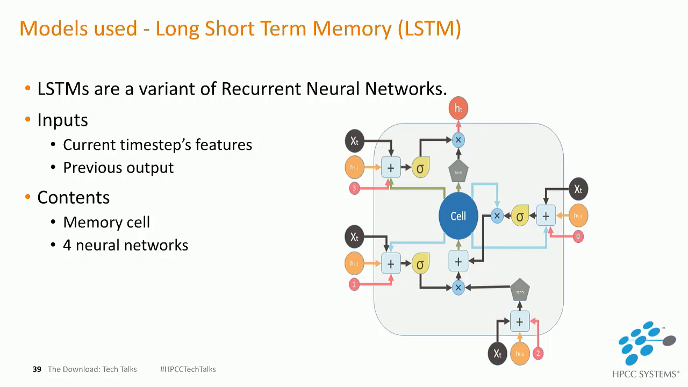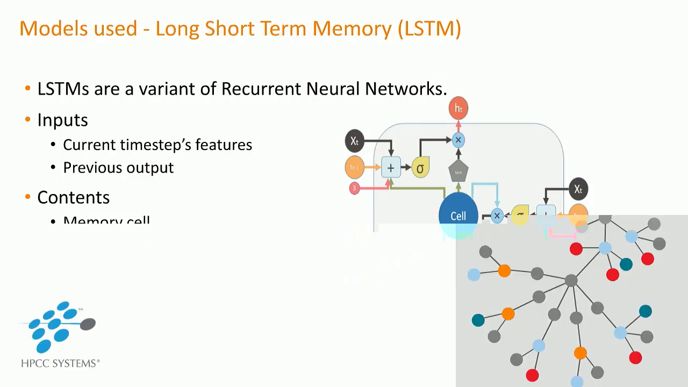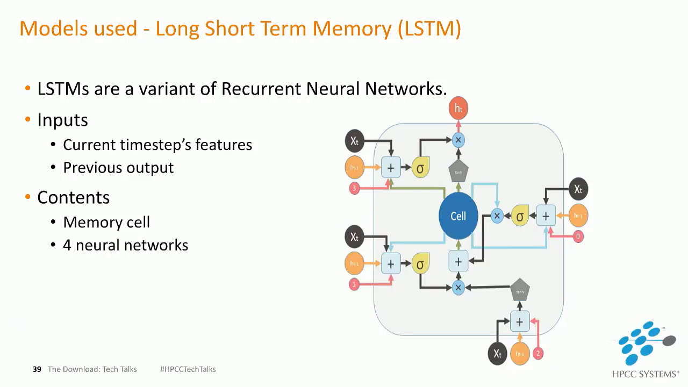Now the input to the LSTM is the current time step's features and the previous output. Each node has a memory cell and 4 neural networks to train the memory cell to determine how much memory to retain, how much memory to adapt to the new time step's features, etc.